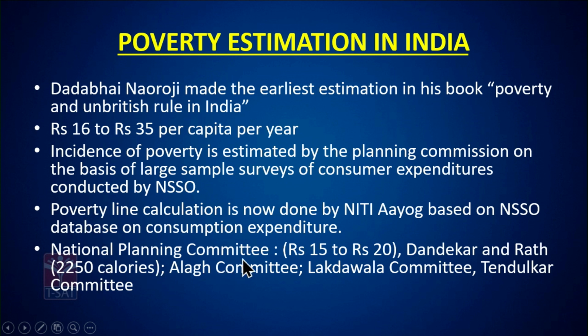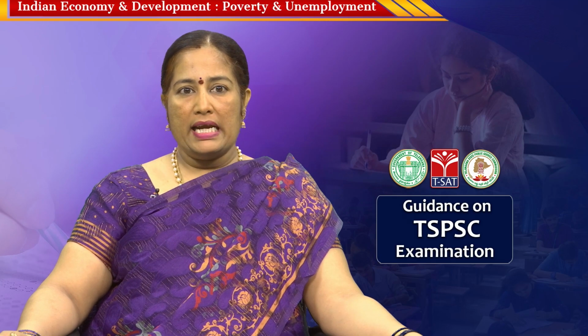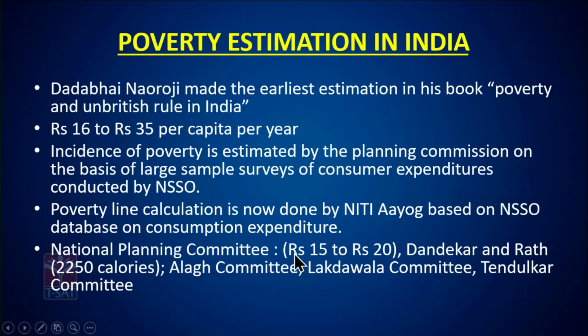This particular point tells us what attempts were made for estimating poverty in India apart from Dadabhai Naoroji. After Dadabhai Naoroji, the National Planning Committee estimated that those whose capacity is to spend rupees 15 to rupees 20 are said to be above the poverty line, and those whose capacity to spend is lesser than this range per year, such a family is said to be suffering from poverty.